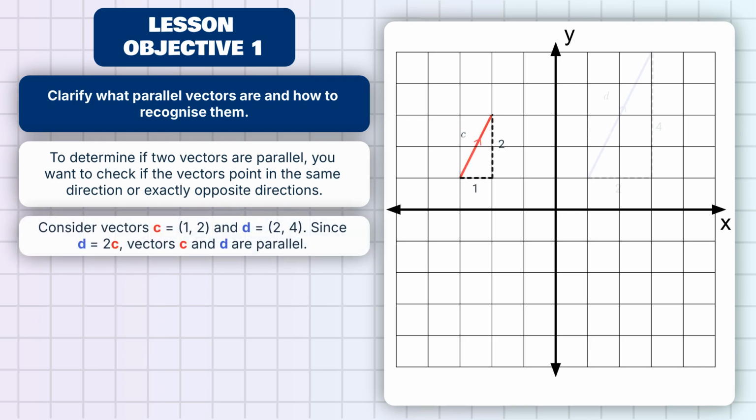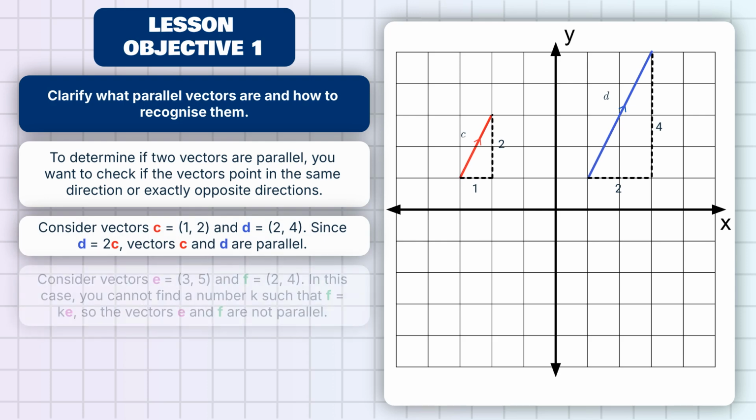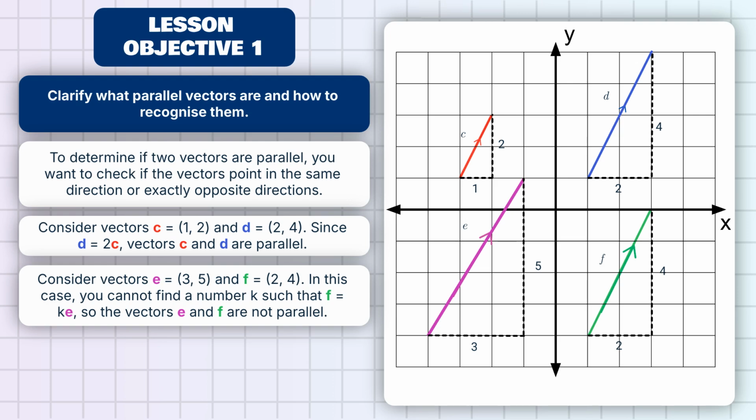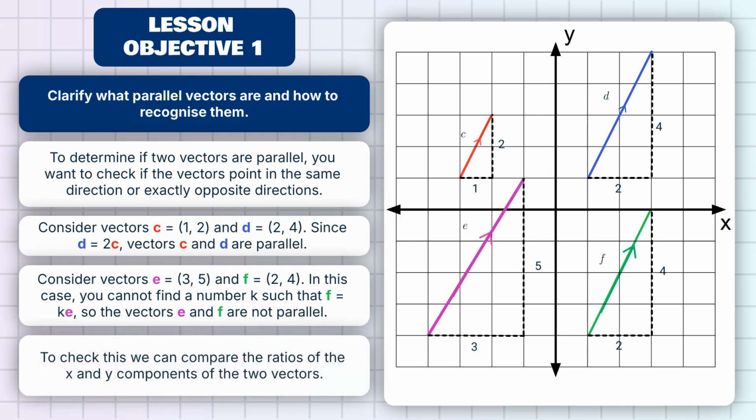Consider vectors c and d. Since d equals 2c, vectors c and d are parallel. Now consider vectors e and f. In this case, it is not possible to find a number k such that f equals ke, so the vectors e and f are not parallel. To check this, we can compare the ratios of the x and y components of the two vectors. We will explore this further in our worked examples.